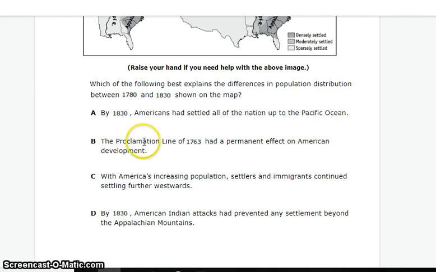B. The Proclamation Line of 1763 had a permanent effect on American development. C. With America's increasing population, settlers and immigrants continued settling further westward. D. By 1830, American Indian attacks had prevented any settlement beyond the Appalachian Mountains.